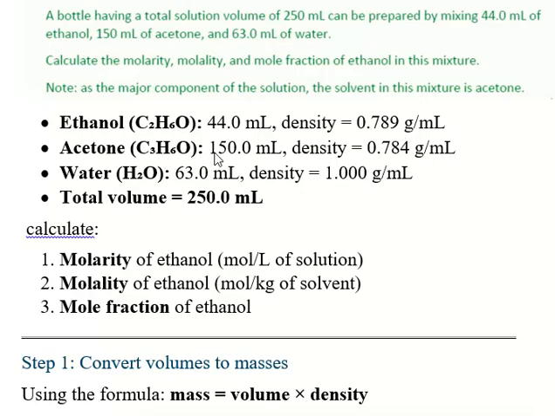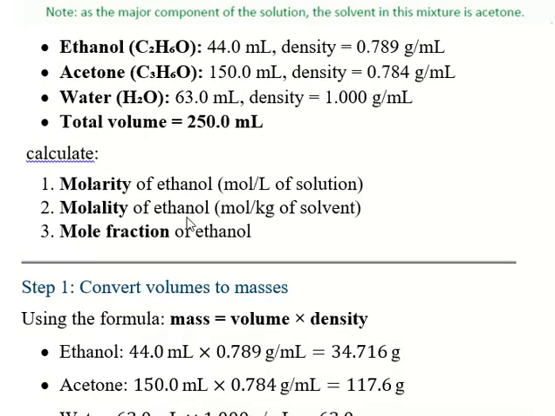Acetone 150 ml, density 0.784 gram per ml. Water 63 ml is given, and density is 1 gram per ml. Total volume is 250 ml. Now we have to calculate molarity of ethanol, and mole fraction of ethanol.